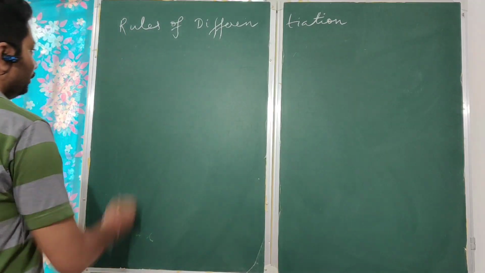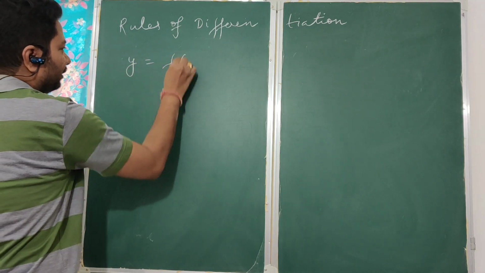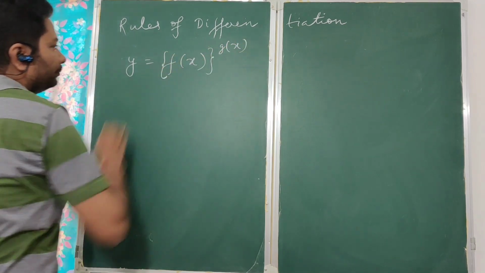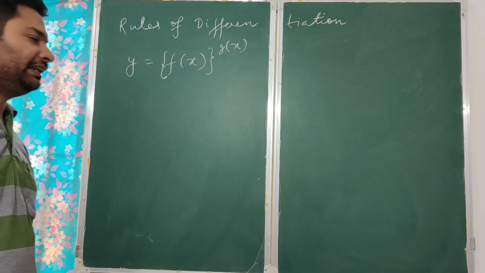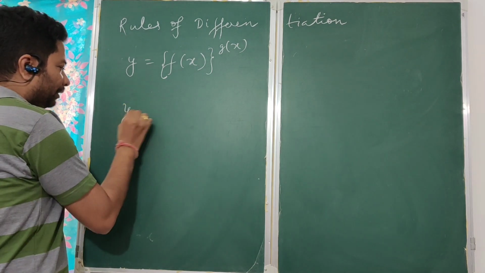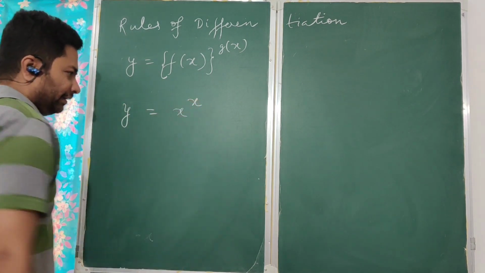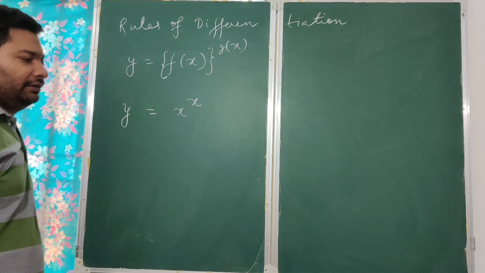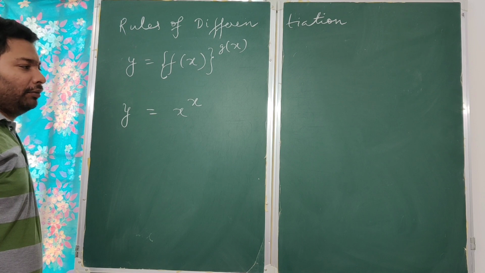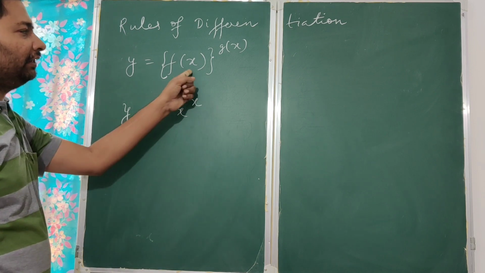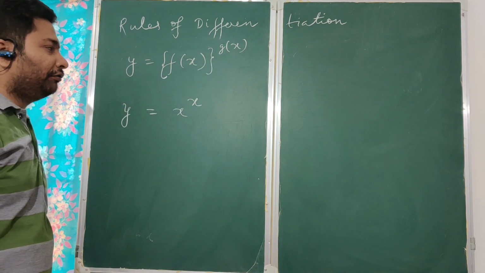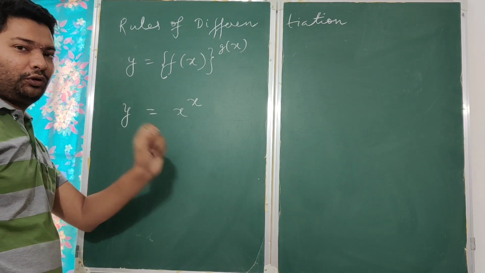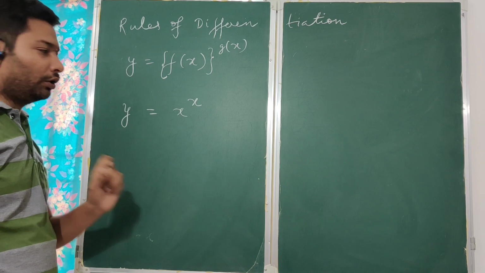Suppose you have a function given in the form f(x) to the power of g(x), and you have been asked to find dy by dx. A very common example of this is y equals x to the power of x, and you don't know how to find dy by dx. Then how do we proceed with such problems? Whenever one function is given as a power of another function, the first step should always be to take natural log on both sides.